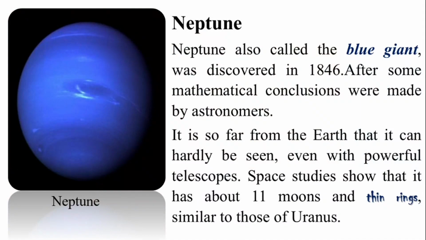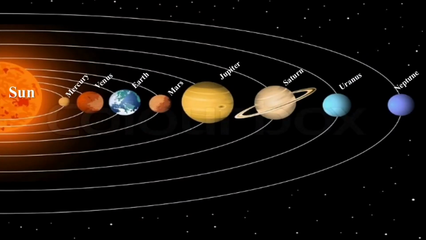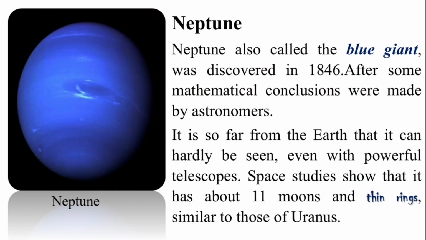Neptune is also called the blue giant and was discovered in 1846, through mathematical calculations made by astronomers, and it is very far from our Earth. You can see in the image that Neptune is far from the Earth and far from the Sun. It can hardly be seen even with a powerful telescope; we are not able to find it out in detail.